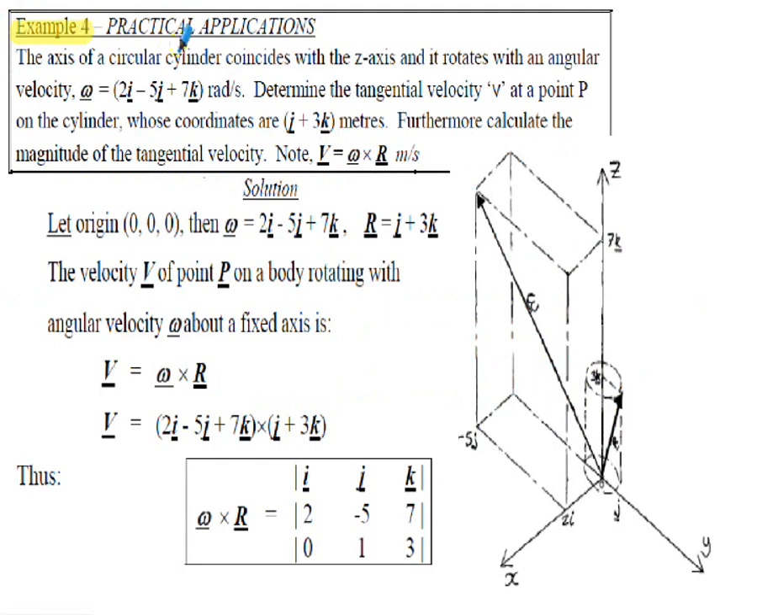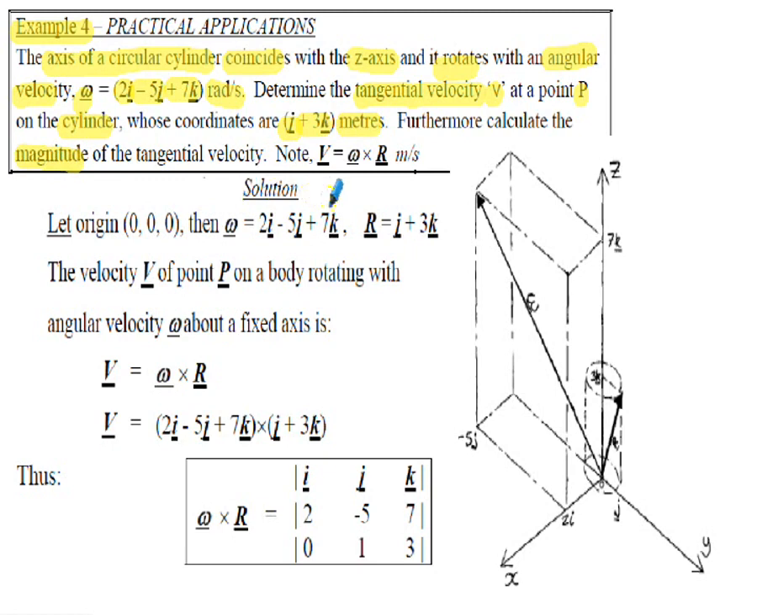Example 4, another practical application here. The axis of a circular cylinder coincides with the z-axis and rotates with an angular velocity, symbol omega, of 2I minus 5J plus 7K radians per second. We're asked to determine the tangential velocity, v, at point P on the cylinder, whose coordinates are J plus 3K meters. We're also asked to calculate the magnitude of the tangential velocity.